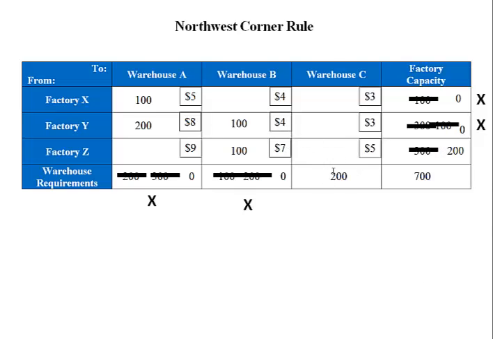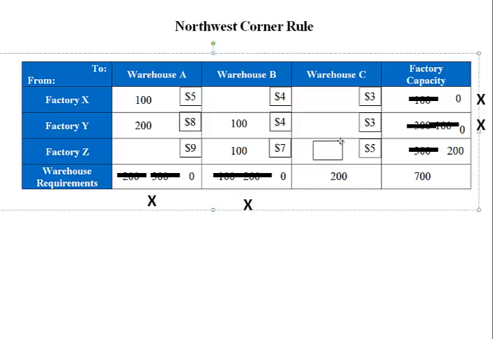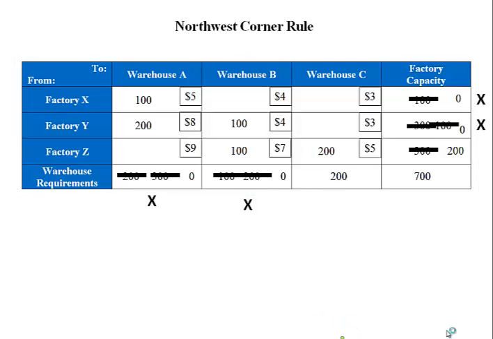And so now I'm ready to head to the last cell, because I have eliminated warehouse A, warehouse B, factory X, factory Y, and so the only thing left for me to do now is to ship 200 to warehouse C and factory Z. And when I ship 200, I'm going to eliminate this 200, and I'm going to eliminate that 200, and now I will have 0 here and 0 here, which will tell me now I have an initial feasible solution.